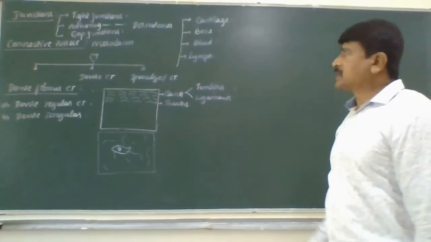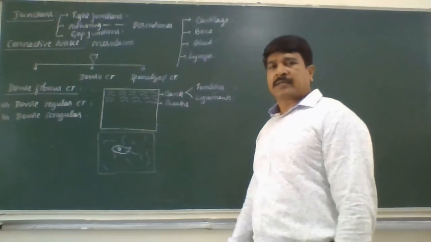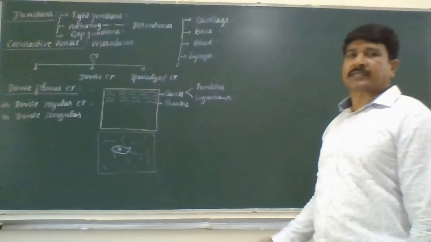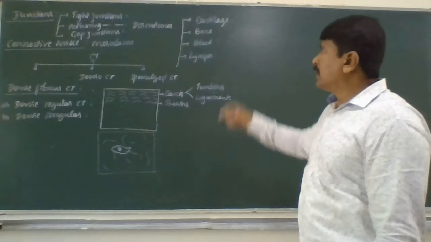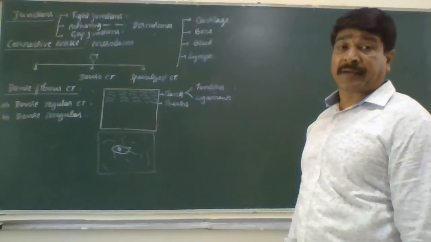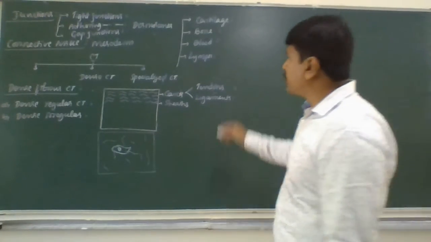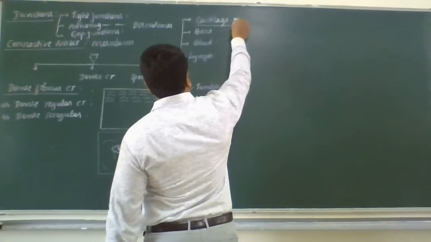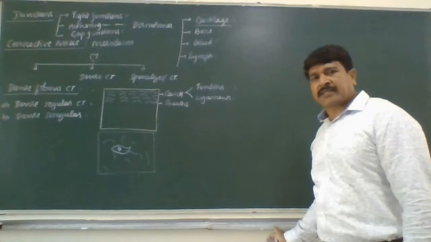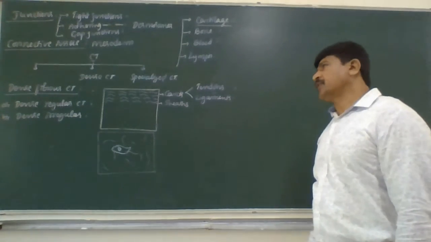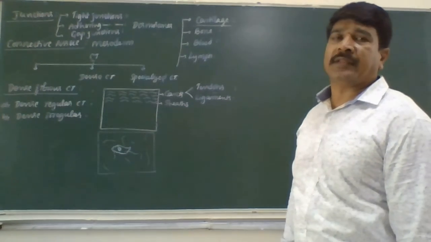Here we are going to discuss only cartilage and bone, because blood and lymph we have already studied in body fluids and circulation. So that is why here we are going to concentrate only on the cartilage and the bone. Okay, first let us come to the cartilage. You know that cartilage is a flexible connective tissue. It forms an endoskeleton in the embryonic stage.